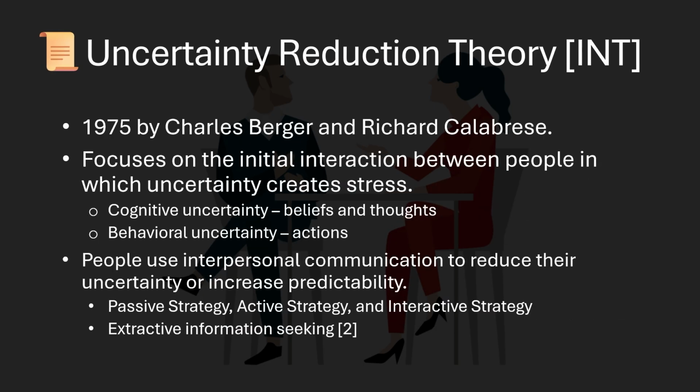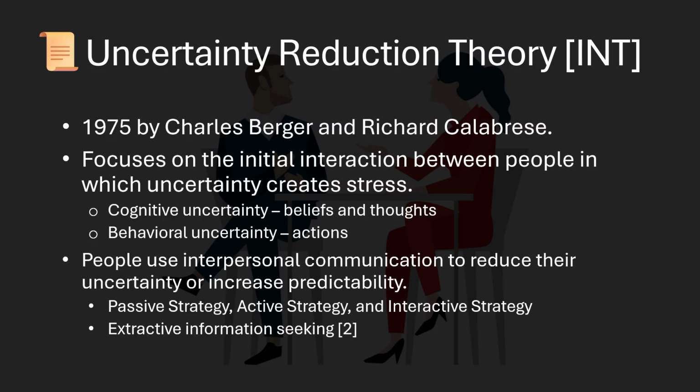Another theory that looks at how relationships develop is uncertainty reduction theory, developed in 1975 by Charles Berger and Richard Calabrese. The main idea behind this theory is that when we first meet someone, we often experience uncertainty. We don't know much about that person, how they think, how they'll behave, and that uncertainty can create stress. The theory breaks uncertainty into two types: cognitive uncertainty, based on what someone else's thoughts and beliefs are, and behavioral uncertainty, based on what someone else might do.